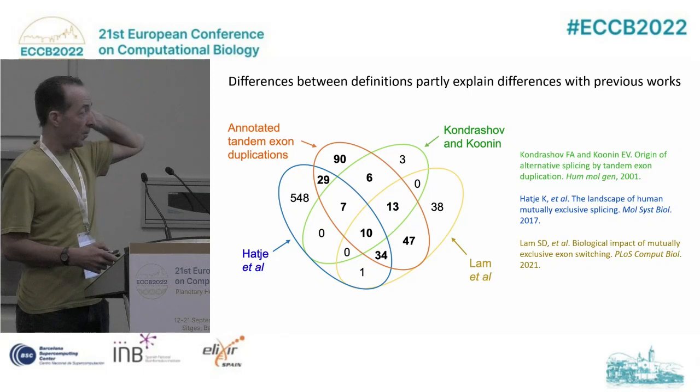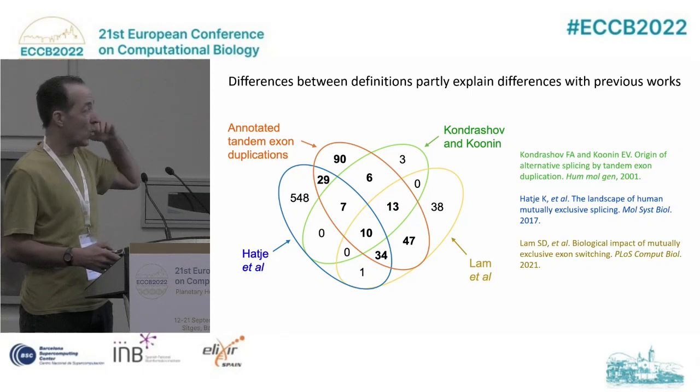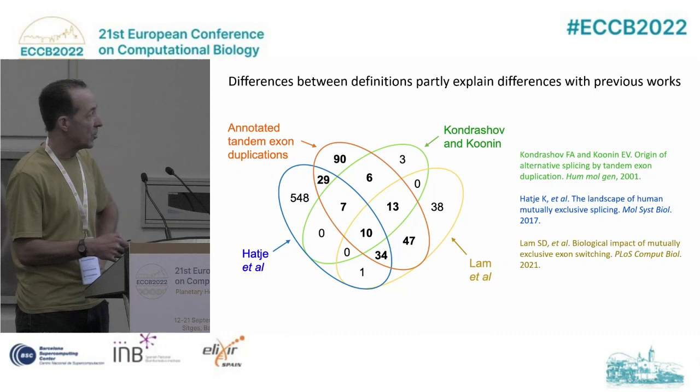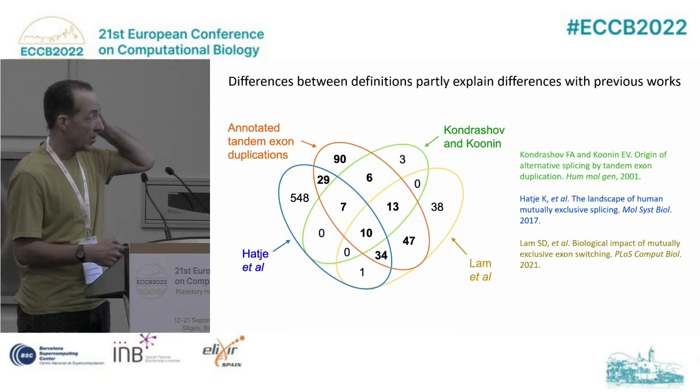done on looking at mutually exclusively spliced exons, homologous exons, and they're not quite the same as what we found. So this is how we overlapped with these three previous sets. Kondrashev and Kunin did this first in 2001, and we found most of the ones that they found. There were three we couldn't find for some reason. And the biggest difference we had was with the Hatchi et al. paper on the landscape of mutual exclusive exon splicing, where they looked at internal mutual exclusively spliced exons.